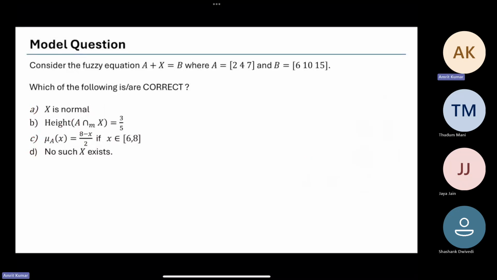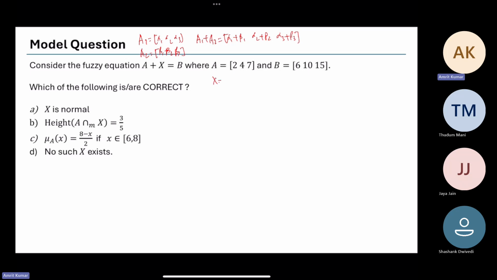Now let us look at another equation, another question. A plus X equals B. Again, we have two fuzzy numbers A and B, and we need to find a fuzzy number X such that A plus X is equal to B. Now you can be a bit clever here. We know how to add two triangular numbers very easily. So if A1 is (alpha 1, alpha 2, alpha 3) and A2 is (beta 1, beta 2, beta 3), then we know that A1 plus A2 is nothing but the triangular number that is obtained by adding the corresponding parameters.